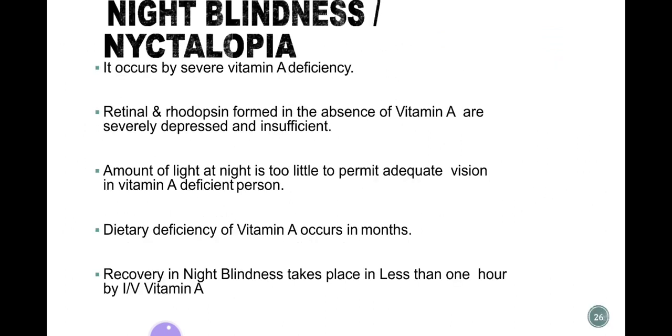Next, night blindness. It occurs due to vitamin A deficiency. Retinal and rhodopsin found in the absence of vitamin A are severely depressed and insufficient. As I have told you in the retinal cycle, vitamin A is the second route for the formation of rhodopsin. When it is absent or low, there will be a low level of rhodopsin. So the amount of light at night is too little to permit adequate vision in a vitamin A deficient person. This dietary deficiency of vitamin A occurs over months. Recovery in night blindness can take place in less than 1 hour by IV vitamin A injections.